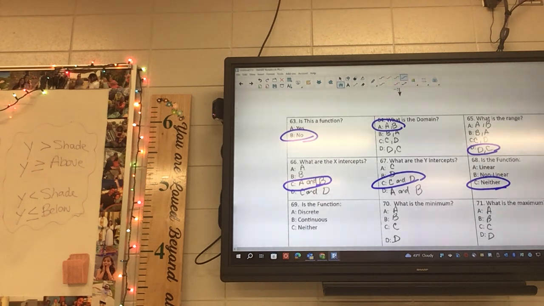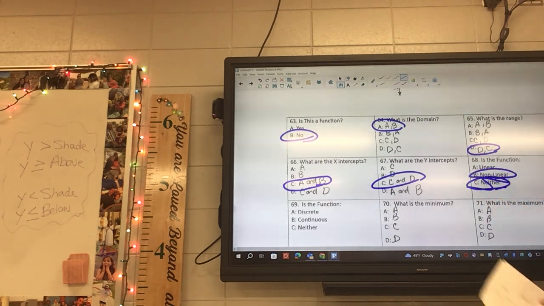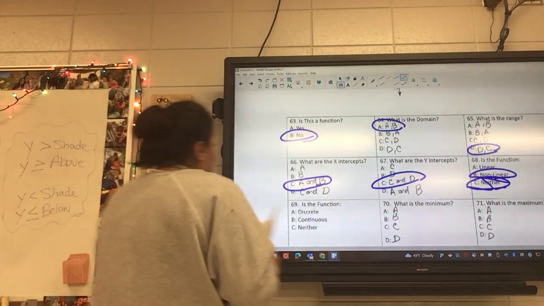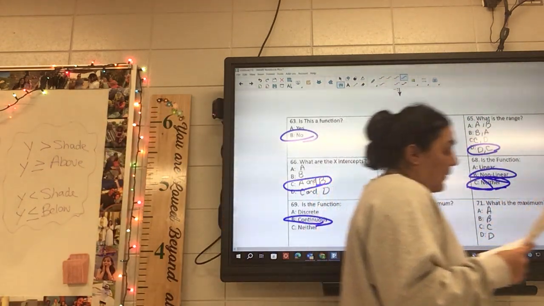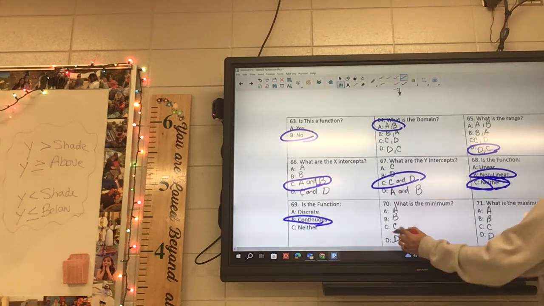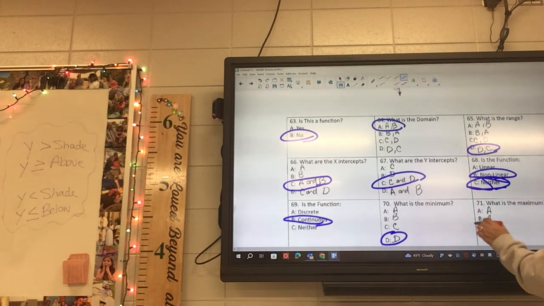Oh, I don't know why I circled neither. It's non-linear, 68 is non-linear. Okay, 69, we said it's continuous. Okay, what is the minimum? D is going to be the min. What's the max? C.